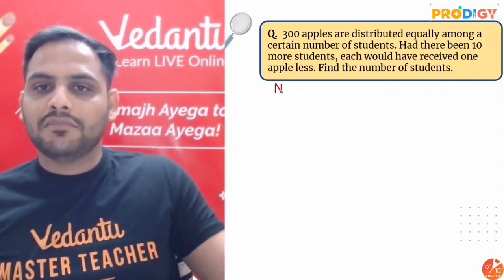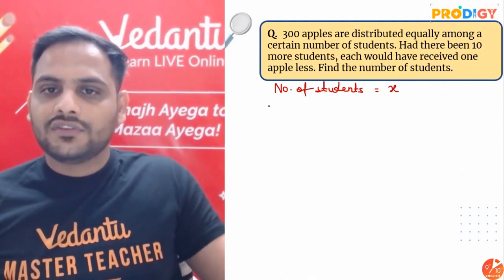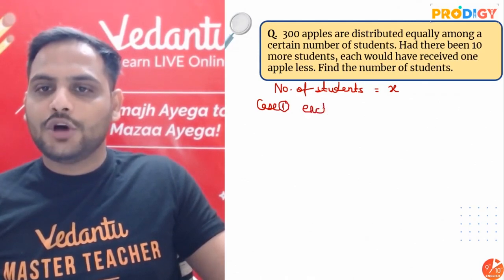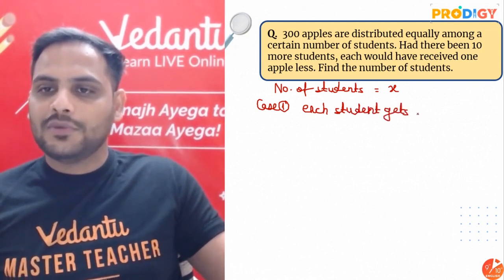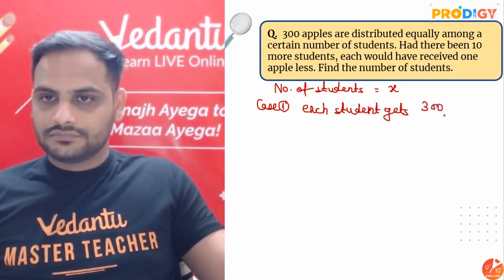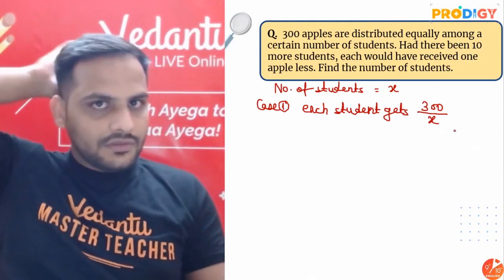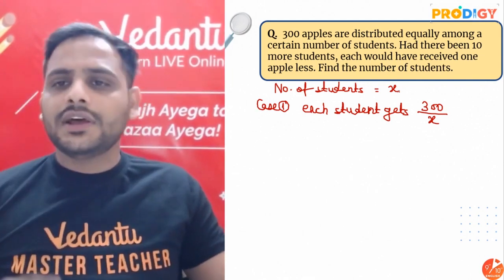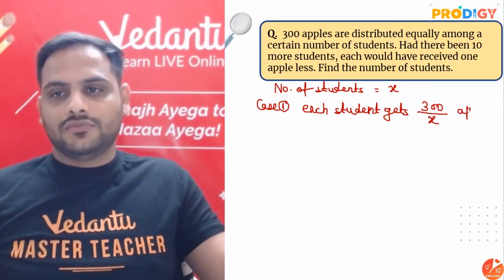So let's say the number of students is x. In case 1, how many apples will each student get? Suppose 300 apples and 10 students: 300 by 10, everyone will get 30 apples. Simple as that. So if I make the number of students x, each student gets 300 by x apples.